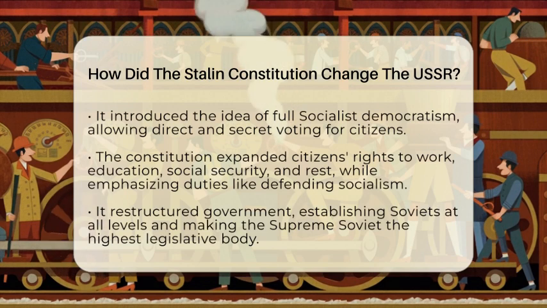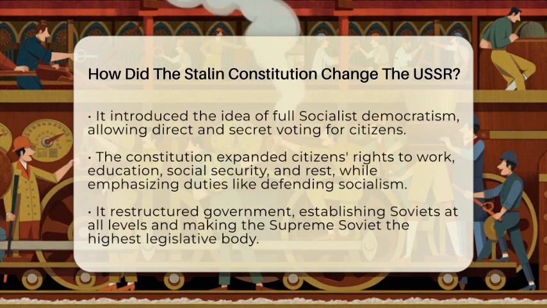The Constitution also expanded rights for citizens. It promised everyone the right to work, education, social security, and rest. It also emphasized duties like working for socialism, defending the country, and respecting socialist property. These rules aimed to unite people in building and defending the socialist state.